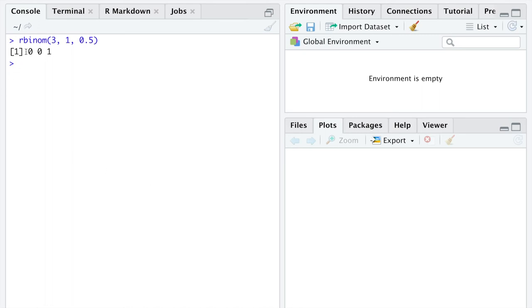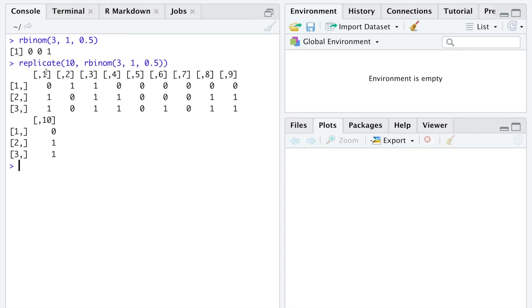Okay. I observed tails, tails, heads in my three flips. Now here's what I'm going to show you. We can replicate this experiment some 10 times. So this is like there are 10 friends who are each going to collect three flips of a fair coin.